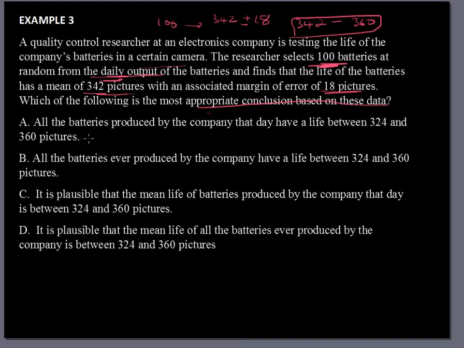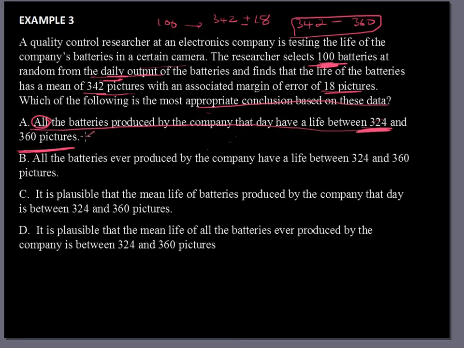So A says all the batteries produced by the company have a life between this range. See, when it says all, that means if you pick any battery at random, it has to stay within this range. All of them. But you can't say that, it's dangerous. Even though you are more likely to get this range, number one, you do not know how many batteries they produce. So even if the sample size is good, you have no idea. So you cannot generalize to the word all. Be careful about using the word all.